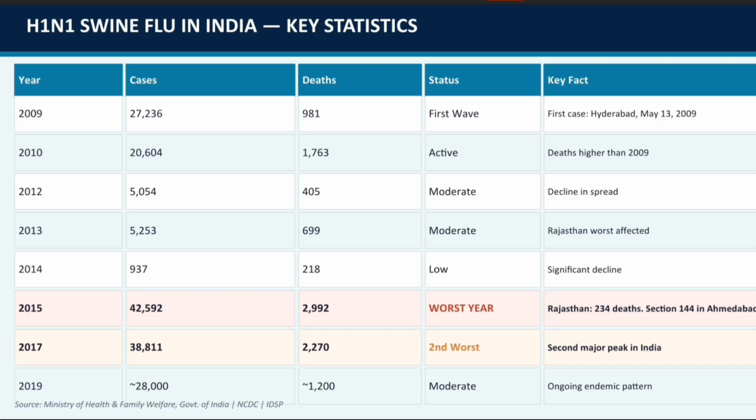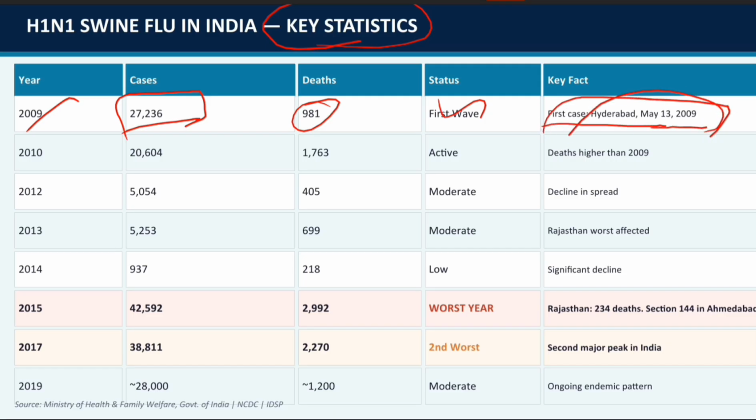And this is the data of H1N1 swine flu in India. Key statistics: if you see, it starts from 2009. This is when it first came into India, and 27,236 people were affected with 981 deaths, and this is the first wave. The first case was registered in Hyderabad, May 13, 2009. This is important.